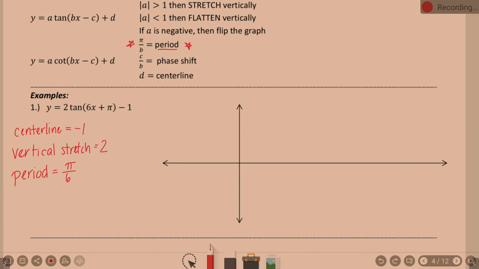Okay. And let's talk phase shift. -5/6. What do you think? C over B, opposite the sign, so -pi/6, which means officially we're moving left pi/6. Okay.